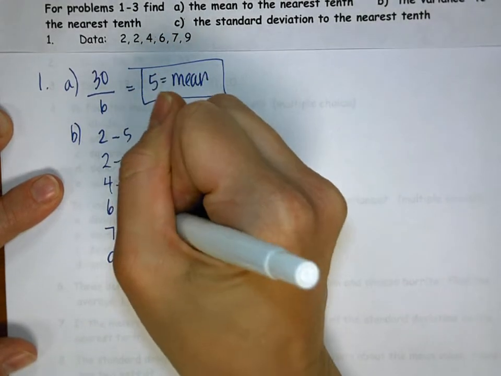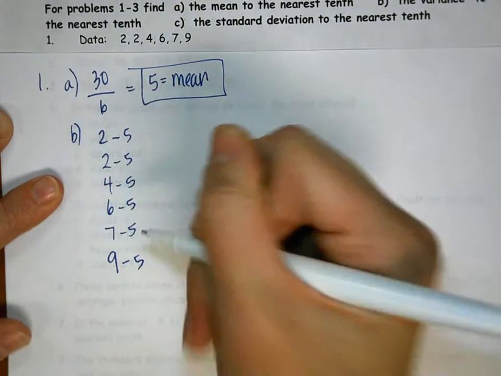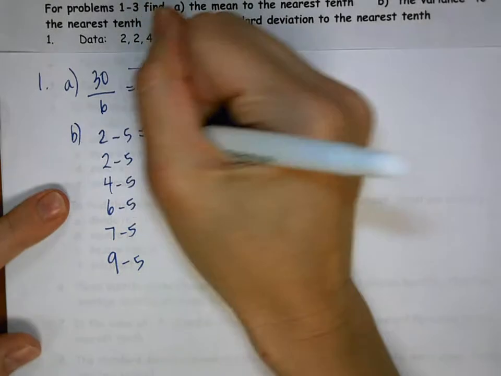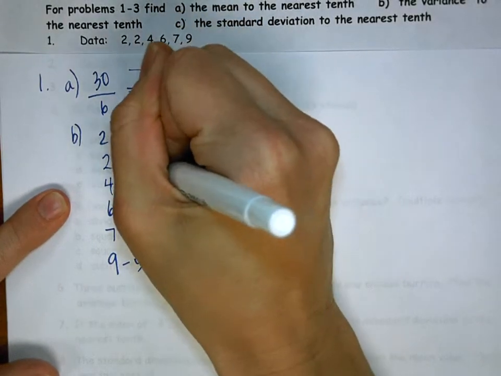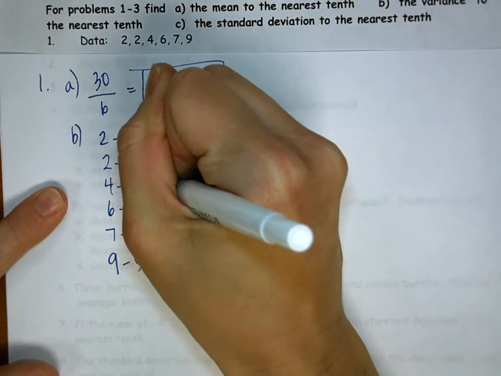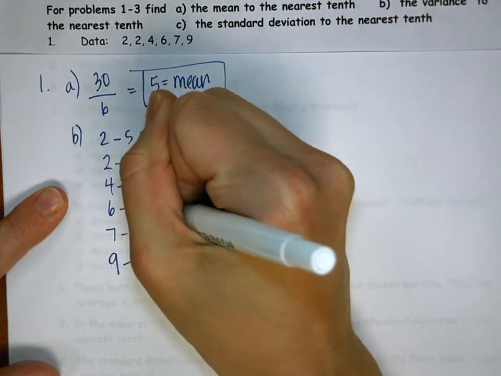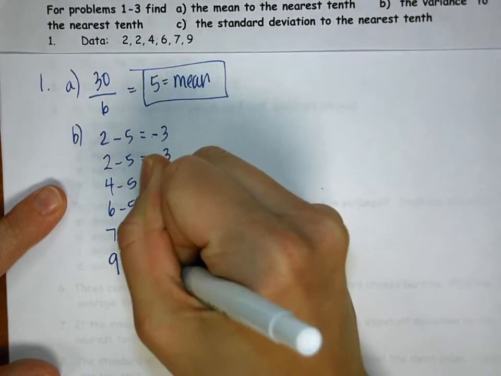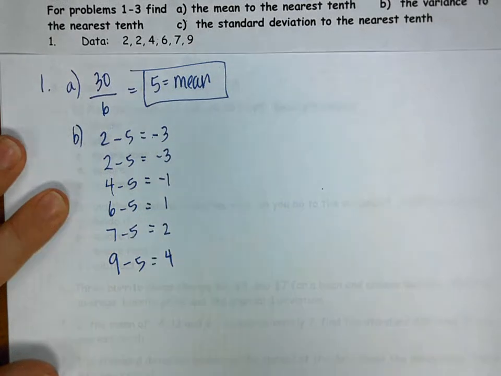Do you have to repeat the 2? Yes, because that's still data. You know what I mean? It's like having 2 dogs with the same height. They're going to be included. All right, so then we go through, and 2 minus 5 is negative 3. 2 minus 5 is negative 3. 4 minus 5 is negative 1, 6 minus 5 is 1, 7 minus 5 is 2, and 9 minus 5 is 4. Once I subtract all those, what do I do next?